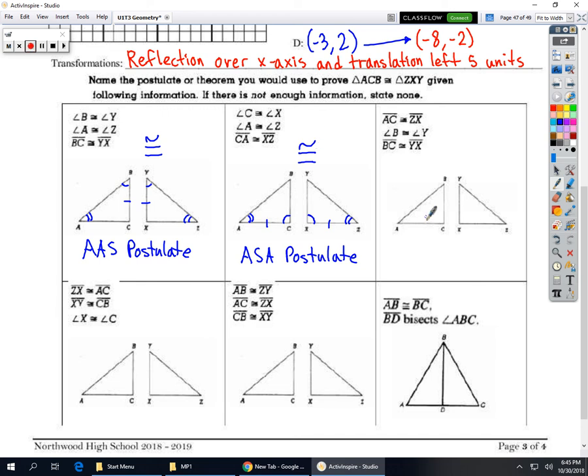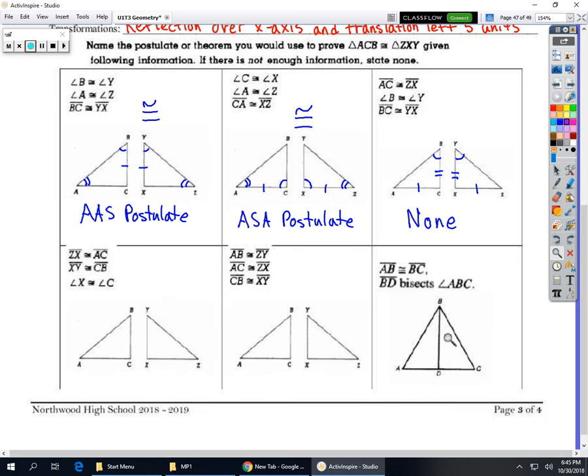AC and ZX. AC is congruent to ZX or XZ, or does it matter? B and Y are congruent. BC is congruent to YX. Oops, I gotta mark that as 2. All right, so this is an example of angle side side. Ooh, bad word. Angle side side. That doesn't exist. There is no angle side side postulate. Nope. There is none. You can't say they're not congruent. It's just there's not enough information. Like maybe they are congruent, but they can't give us enough information to really say anything.